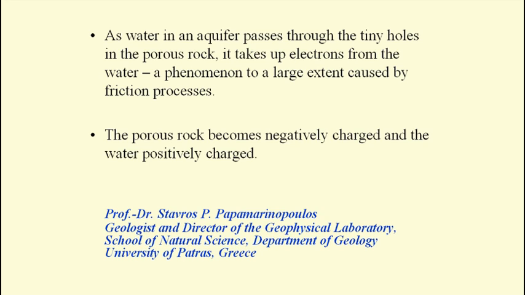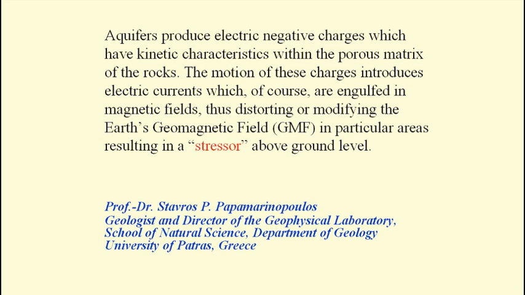Stavros, somebody we work with, is a geophysicist. He's also the director of the Geophysical Laboratory in Greece, and he says that as water in an aquifer passes through the tiny holes in the porous rock, it takes up electrons from the water, a phenomenon to a large extent caused by the friction process. The porous rock becomes negatively charged and the water becomes positively charged. He also says that aquifers produce electric negative charges within the porous matrix of the rocks. The motion of these charges introduces electric currents which, of course, are engulfed in magnetic fields, thus distorting or modifying the Earth's geomagnetic field in particular areas, resulting in a stressor above ground level.